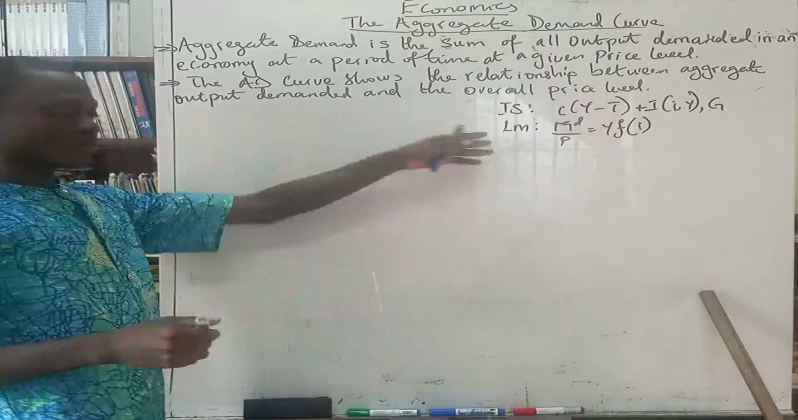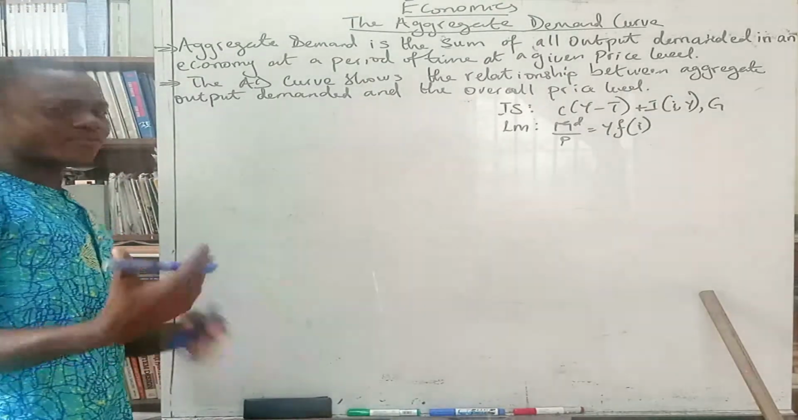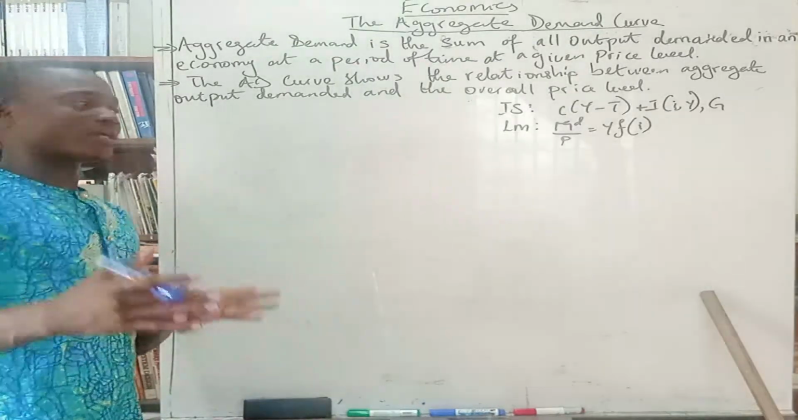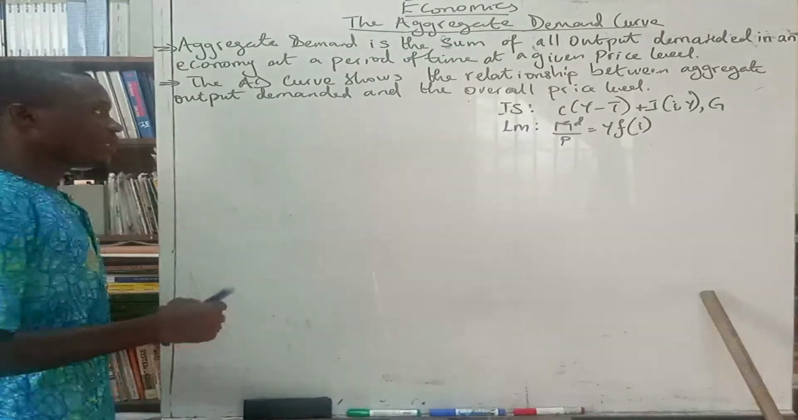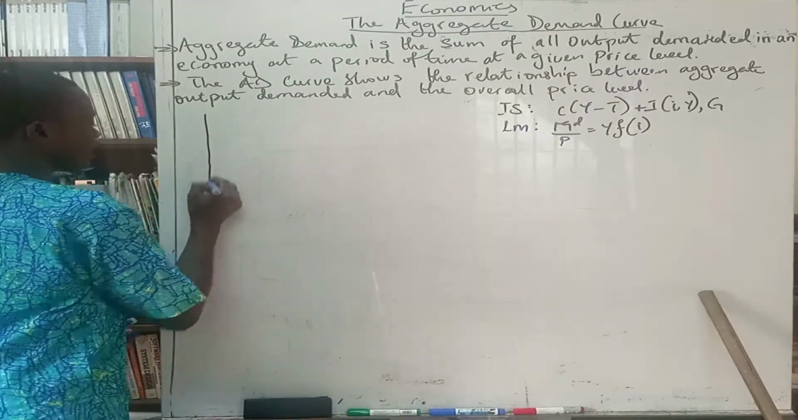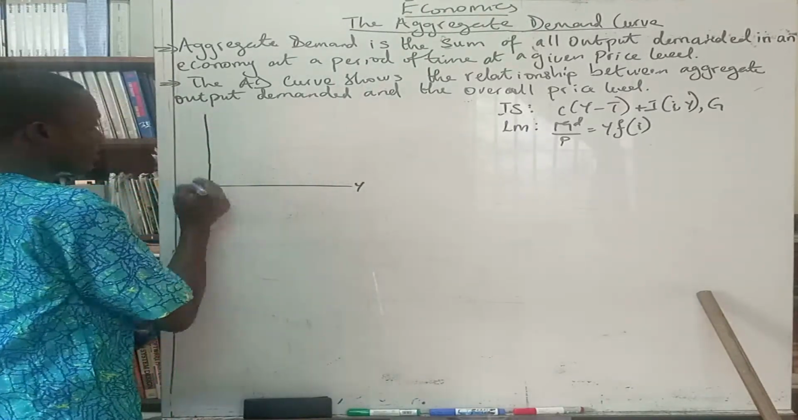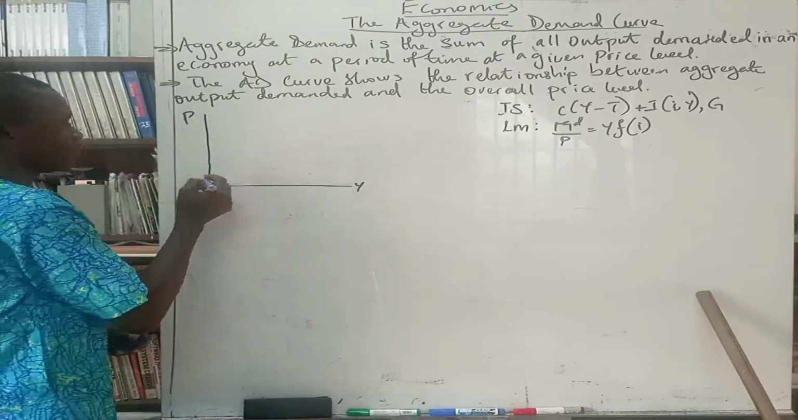Anyway, we'll be needing something like this in the subsequent classes, because we will be coming back to this in the next five classes, including this class. I've already mentioned that the aggregate demand curve shows the relationship between output and the overall price level. Let me just name it P, the overall price level.